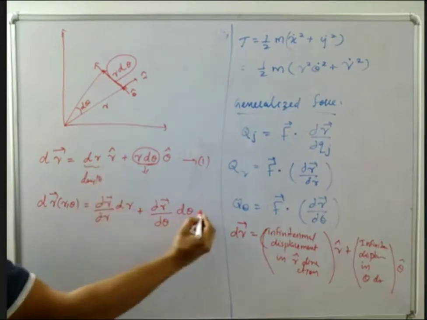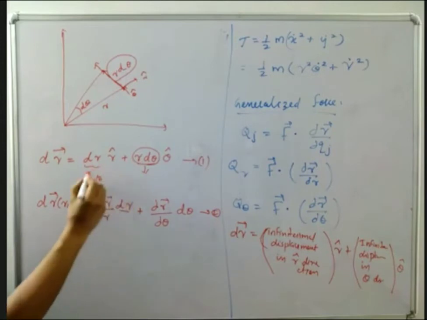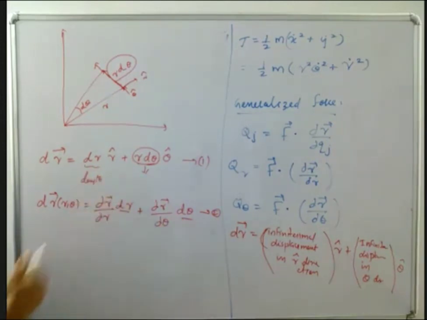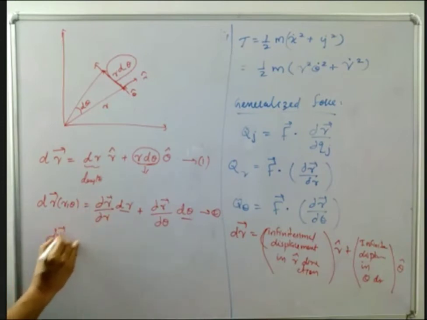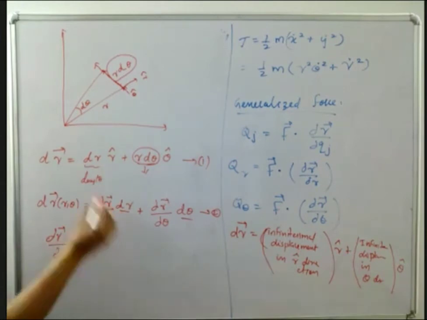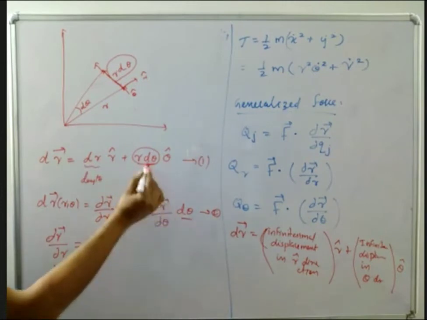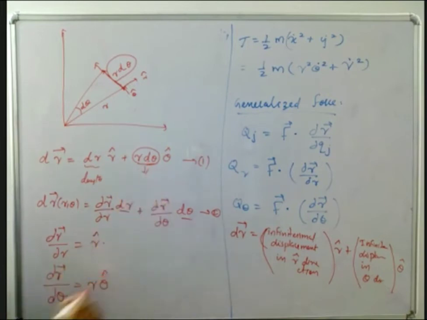Now, if you compare these two equations, you can equate the coefficients of dr and d theta. Equating the coefficients of dr, you see that dou r vector by dou r is simply equal to r cap. Similarly, equating the coefficients of d theta, you see that dou r vector by dou theta is equal to r theta cap.